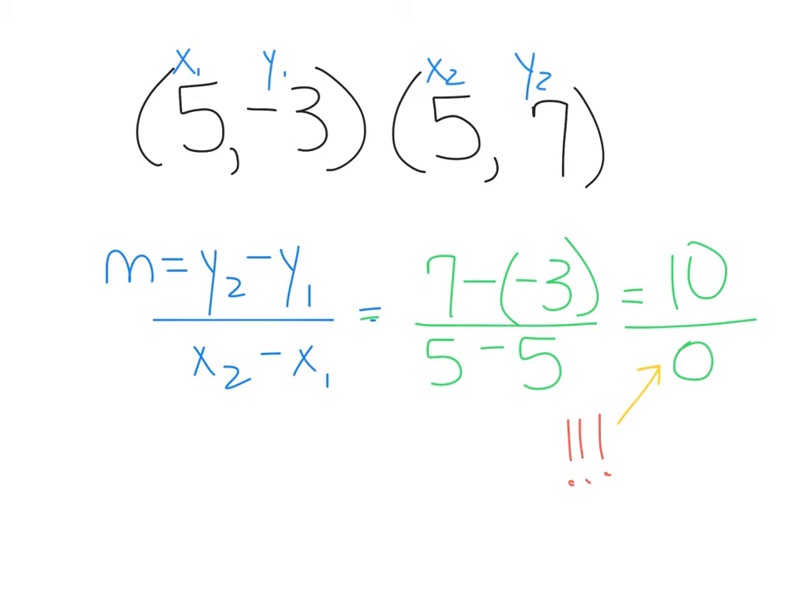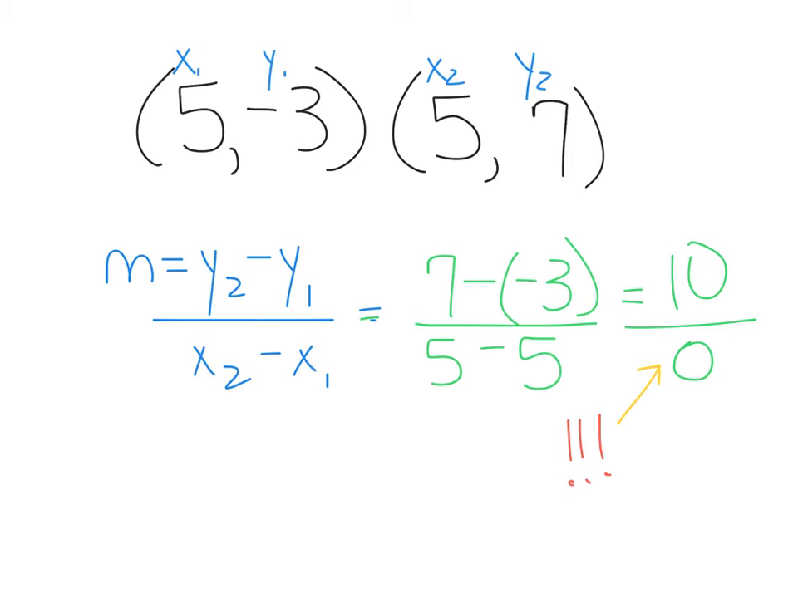So we never, ever have 0 in the denominator, okay? We don't divide by 0. So if 0 is in your denominator, that's a problem. This is not going to simplify to be 0. So don't just say, oh, 10 divided by 0 is 0. No, that is not true. 0 divided by 10 is 0. But 10 divided by 0 is not 0.